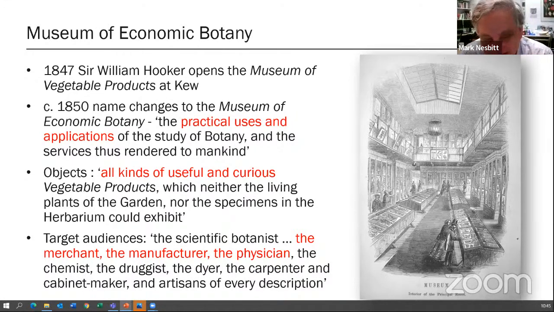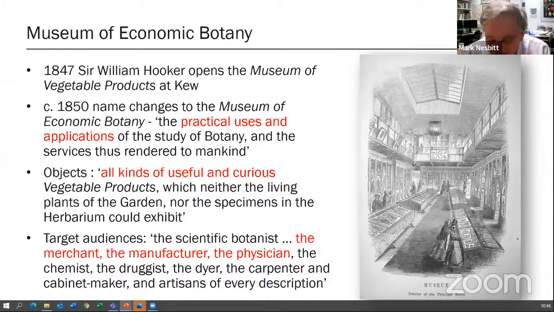But its main target audiences were the scientific botanist, the merchant, the manufacturer, the physician, the chemist, the druggist, the dyer, in other words, the manufacturers. Essentially, the purpose of that Museum of Economic Botany was to be the interface between producers around the world, for example, cotton or indigo producers in India, and consumers, manufacturers in Britain, taking into account that the Industrial Revolution started in Britain, and in the 19th century had a huge industrial capacity. But behind this was often an openly stated economic model around buying raw materials cheap, exporting manufactured products expensive. Economic historians still debate whether that model really worked or not. And many museums around the world have their origins as what were often called commercial museums or industrial museums, as this interface between producers and consumers.